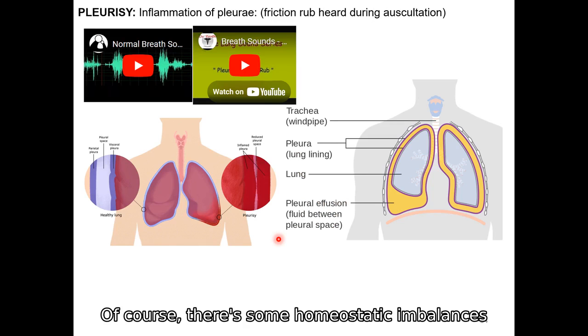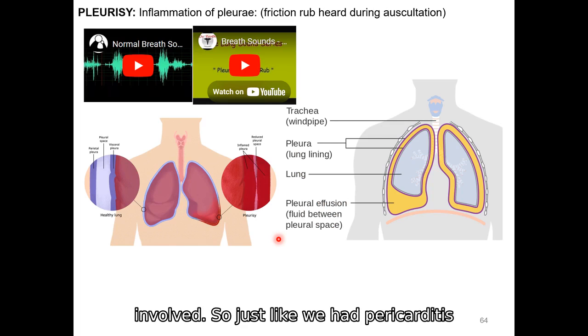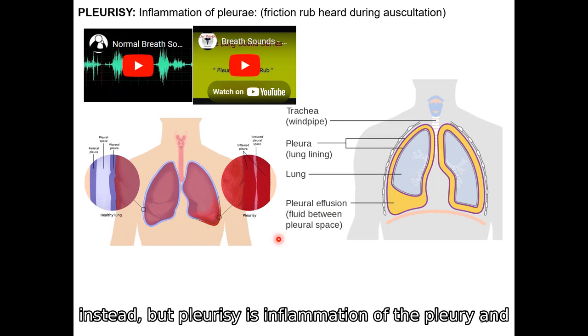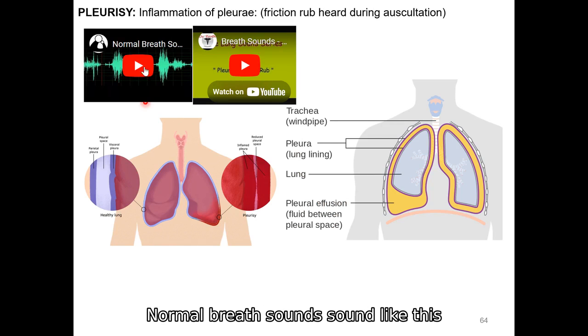Of course, there are some homeostatic imbalances involved. So just like we had pericarditis, of course, it's not called pleuritis, it's called pleurisy instead, but pleurisy is inflammation of the pleurae. And normal breath sounds sound like this.